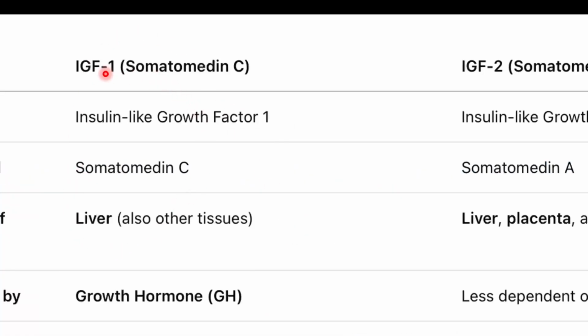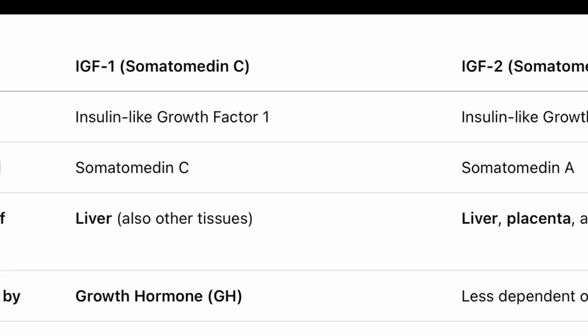So these are some of the common features of IGF-1 and 2, two of the somatomedins from the liver. Full name: insulin-like growth factor 1, insulin-like growth factor 2, also called somatomedin C, somatomedin A. What is the main site of production? Liver and other tissues for IGF-1, liver, placenta and fetal tissues for IGF-2.